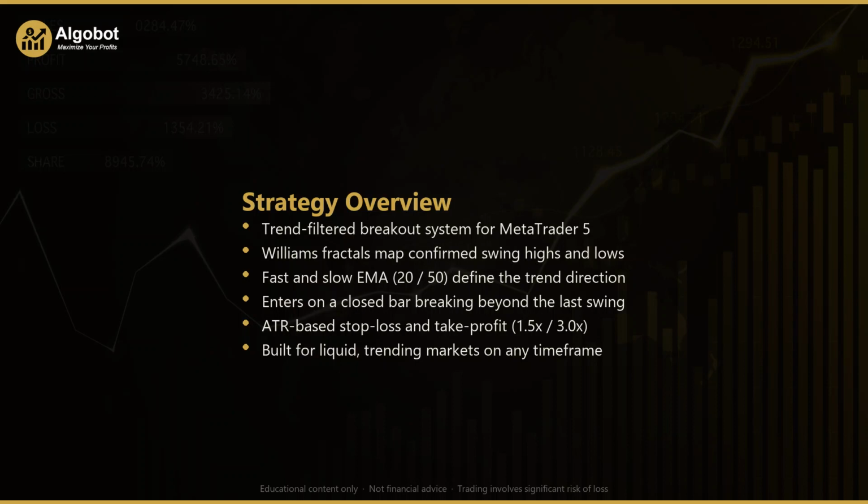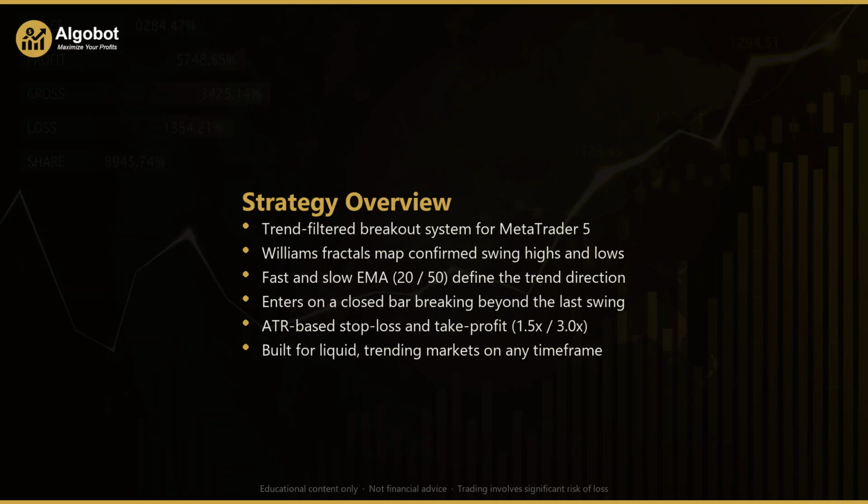The first building block is the Williams fractal. A fractal is simply a confirmed swing point. An up fractal is a bar whose high stands above the highs of a set number of bars on either side, by default, 2 bars on each side. That marks a genuine swing high. A down fractal is the mirror image, a confirmed swing low. Because the pattern needs bars on both sides to confirm, it naturally lags a little, and that lag is exactly what filters out random noise.